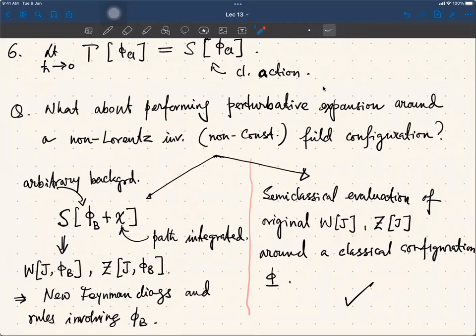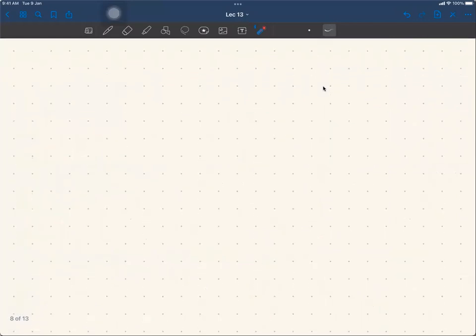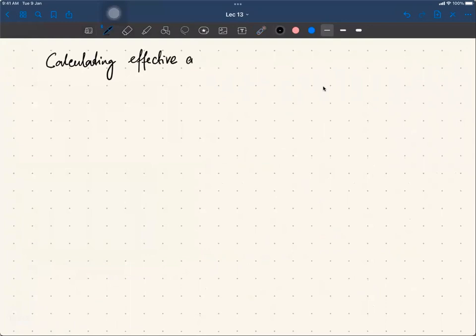the generating functional by semi-classically expanding around a classical solution and see what the effective action looks like in that case. So that's what we are going to discuss now, calculating the effective action in semi-classical expansion.